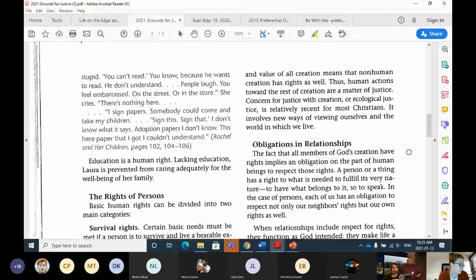Education is a human right. Lacking education, Laura is prevented from caring adequately for the well-being of her family. So you want to think about how important education is. Every human has the right to an education. I know you guys maybe take it for granted a bit.